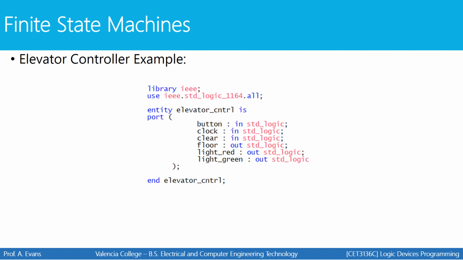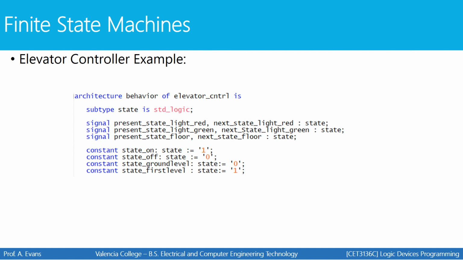Here's your entity. I've defined 3 inputs: button, the clock, and clear. Remember, clock and clear, you're always going to need. The button is the one user input we have that tells us what floor we're going to. And then we have 3 outputs with this particular example: floor, a red light, and a green light. Those are all outputs, so we have to define those.